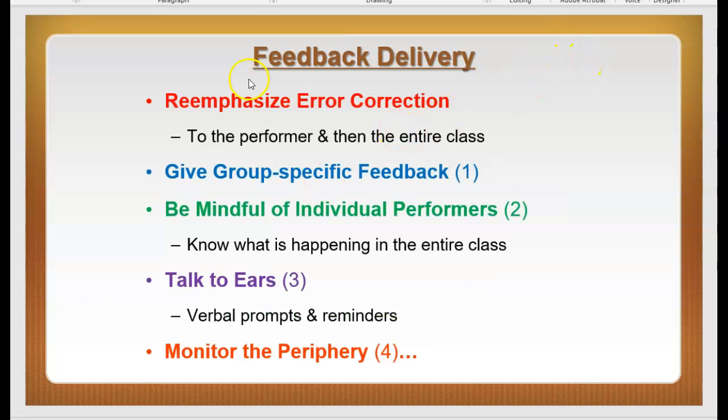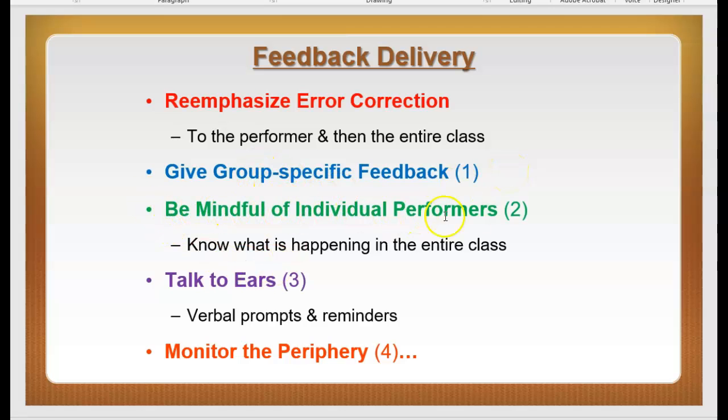So in feedback delivery, make sure you re-emphasize error correction. You might do that to the specific performer, or if they're working in a group, explain it to the whole group. Or if you see that multiple people are having that error, stop the whole class, explain it to the one performer you were looking at, and then the entire class. So it's a reteaching point. Give group specific feedback. Remember, some call this a response presentation. You're responding to something that was previously demonstrated, but you're going to give it to one performer and a group if they're working in small groups, say at a specific basket.